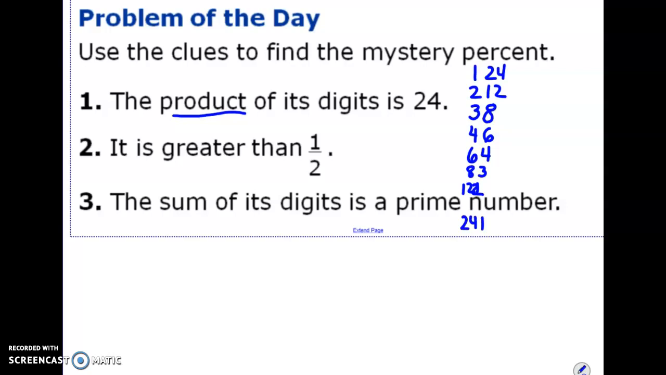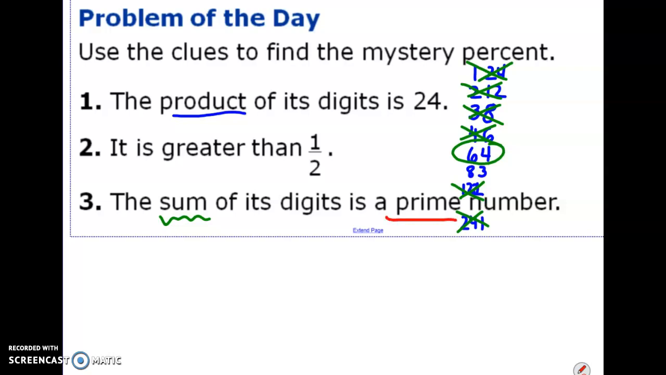The second one says it is greater than 1/2. Okay, so if I looked at that, greater than 1/2, 46. These are not greater than 1/2 so far. The sum of its digits is a prime number. Now, as I'm thinking about this, I'm looking at percentages. I'm guessing my answer is not going to be over 100% or over 200%. The sum of the digits, sum meaning that I'm going to be adding. If I looked at this first one, 6 plus 4 is 10. 10, is it a prime number?